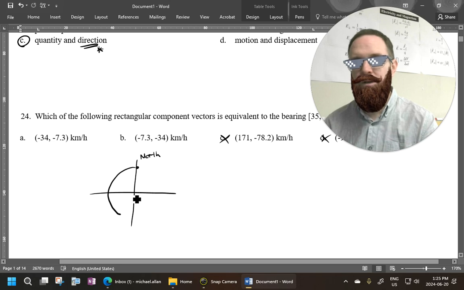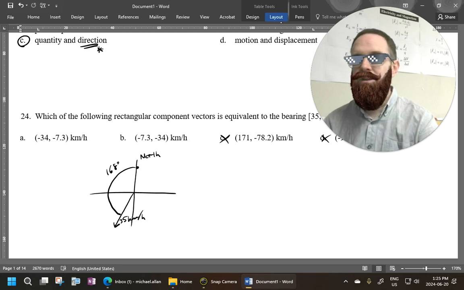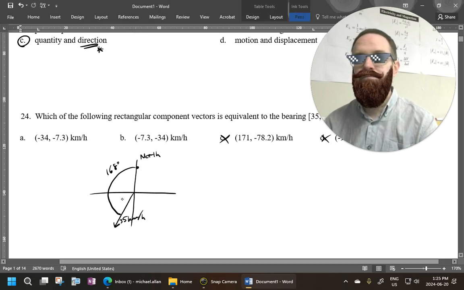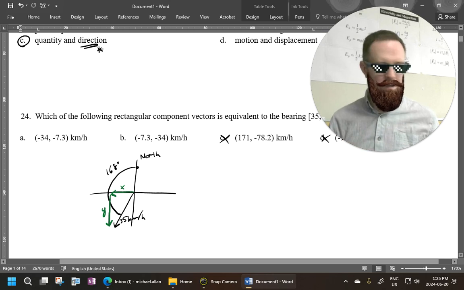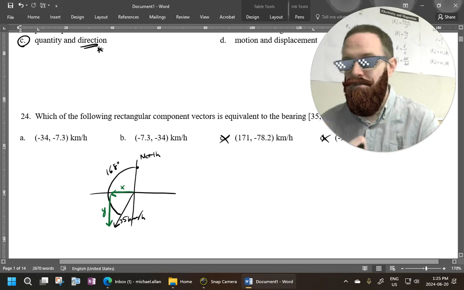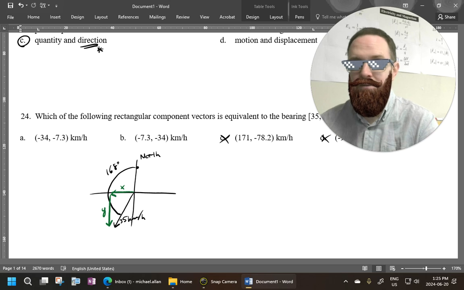Somewhere in this quadrant down here. So there's my vector. This is going to be 35 kilometers per hour, and then we're just trying to find the components of that vector. This is why we don't like using non-standard position ones, because it gets a little bit weird. Now I can't just use the 168 and say sine and expect to get the y value. Actually, if I use that, I'll probably get the x value.